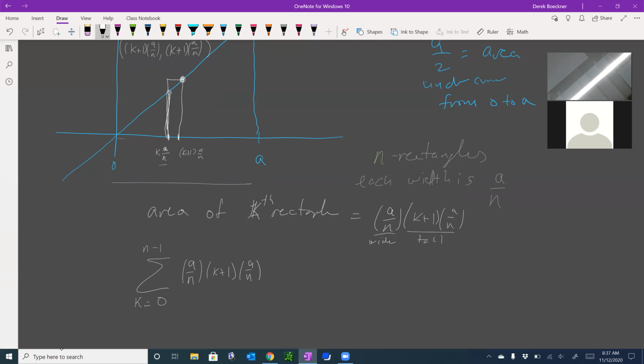What stuff is constant in here? What stuff can I factor out? What's my index variable? My index variable is k. Does a depend on k? No. Does n depend on k? No. K depends on k, so this doesn't get factored out, but the a over n bits, they get to be factored out. Okay. So I get a over n squared on the outside, and then I get on the inside the sum from k equals 0 to n minus 1 of k plus 1. Okay.